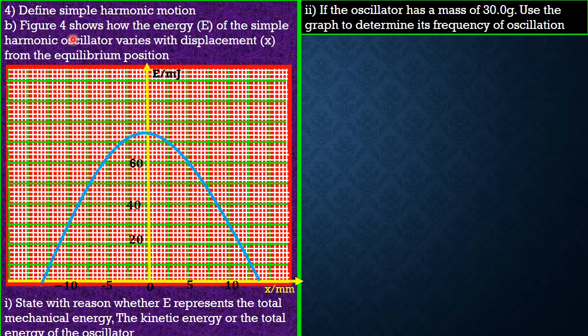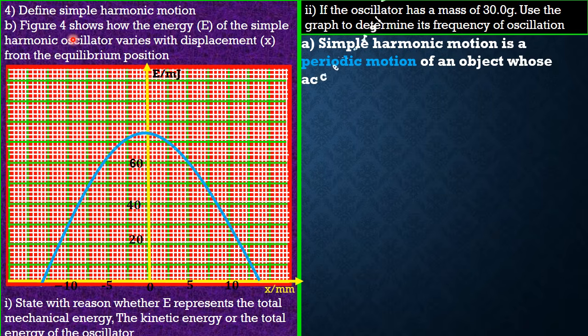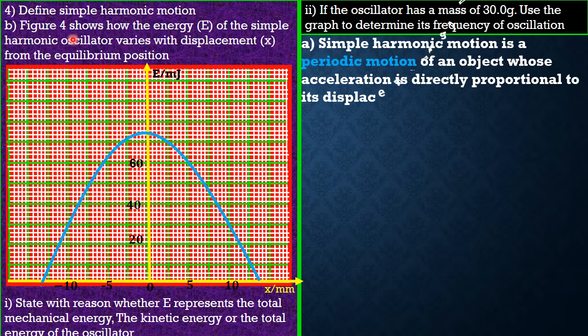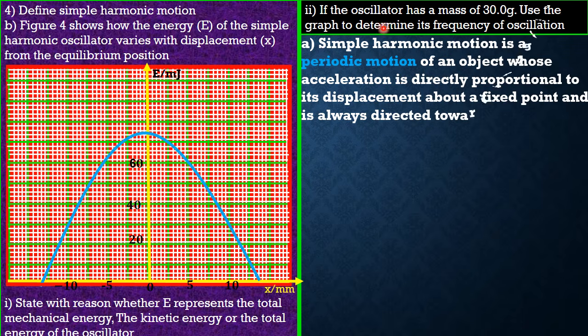So simple harmonic motion is simply the periodic motion of an object whose acceleration is directly proportional to its displacement about a fixed point and is always directed towards that point. Great, that's simple harmonic motion. It has to be a periodic motion of an object whose acceleration is directly proportional to its displacement about a fixed point and is always directed towards that point. That's how you can define it. And this definition was for 2 marks. You have all the 2 marks.